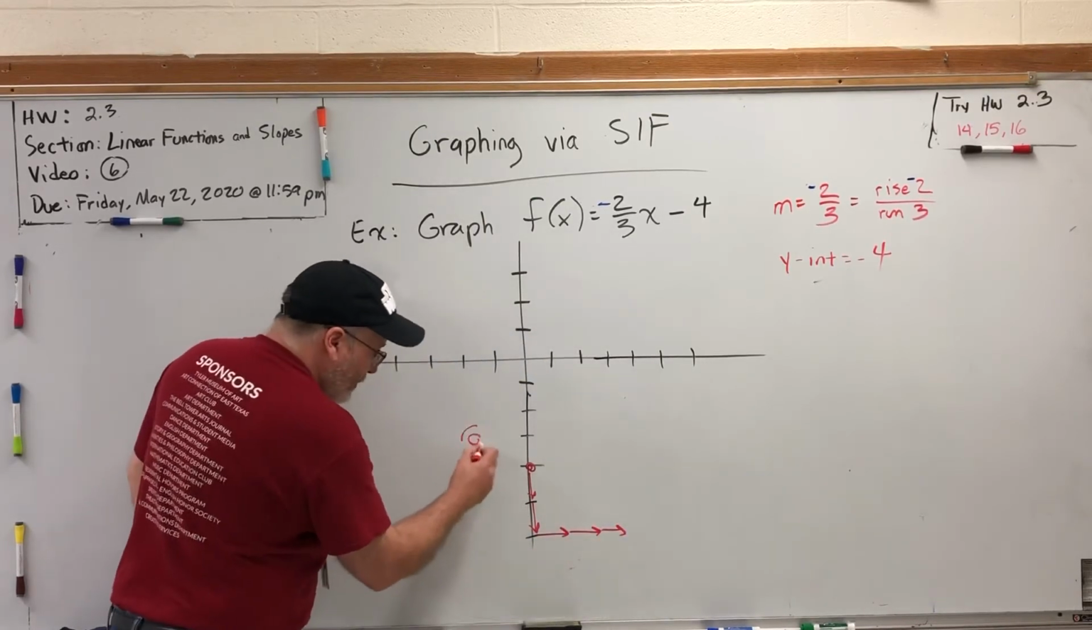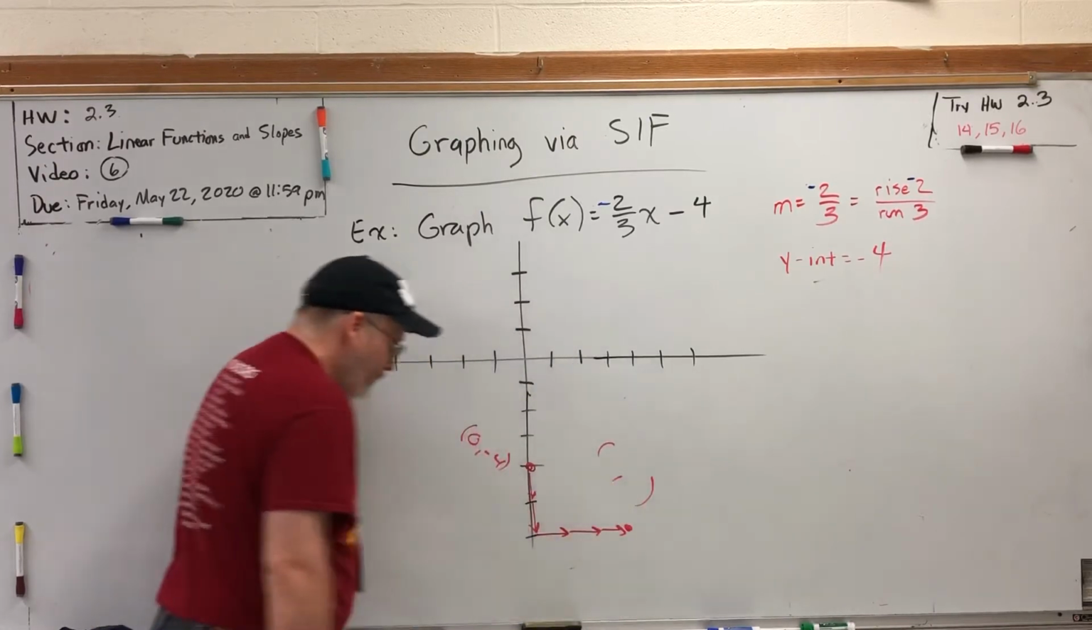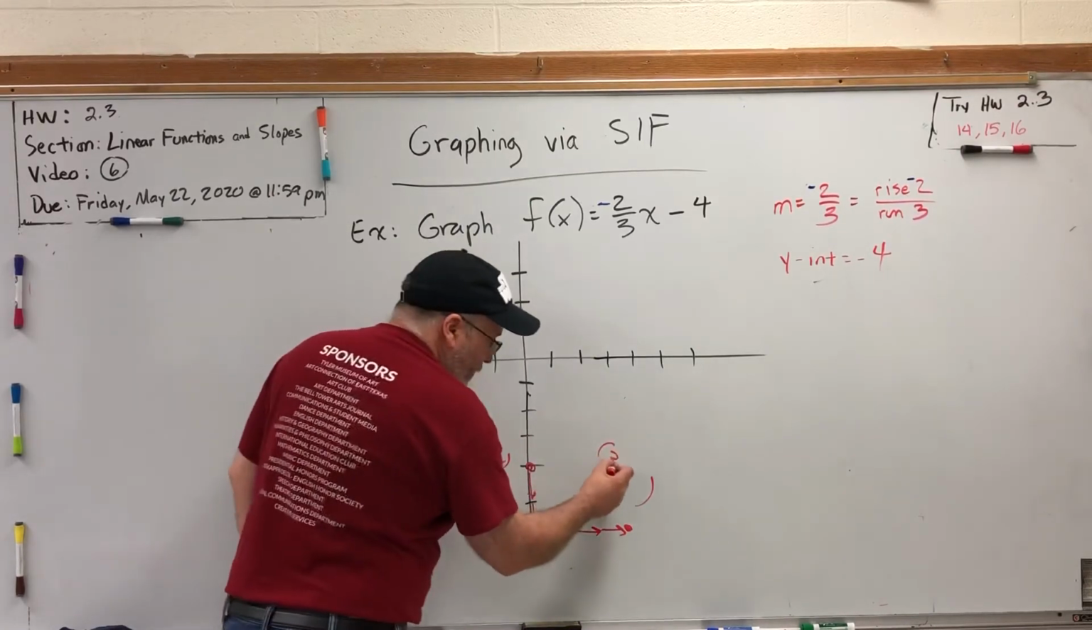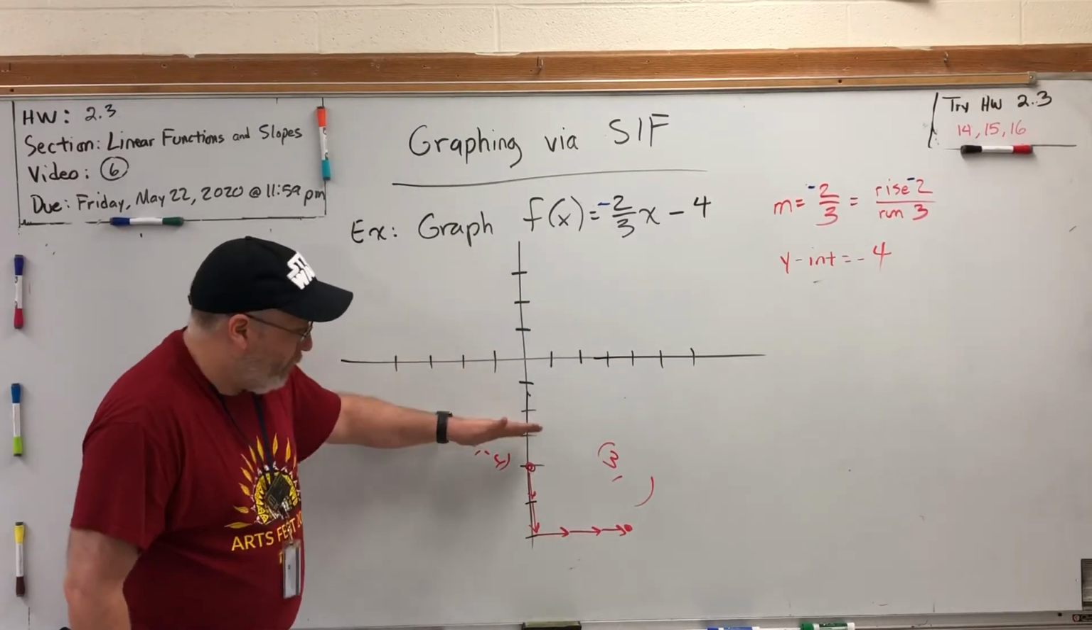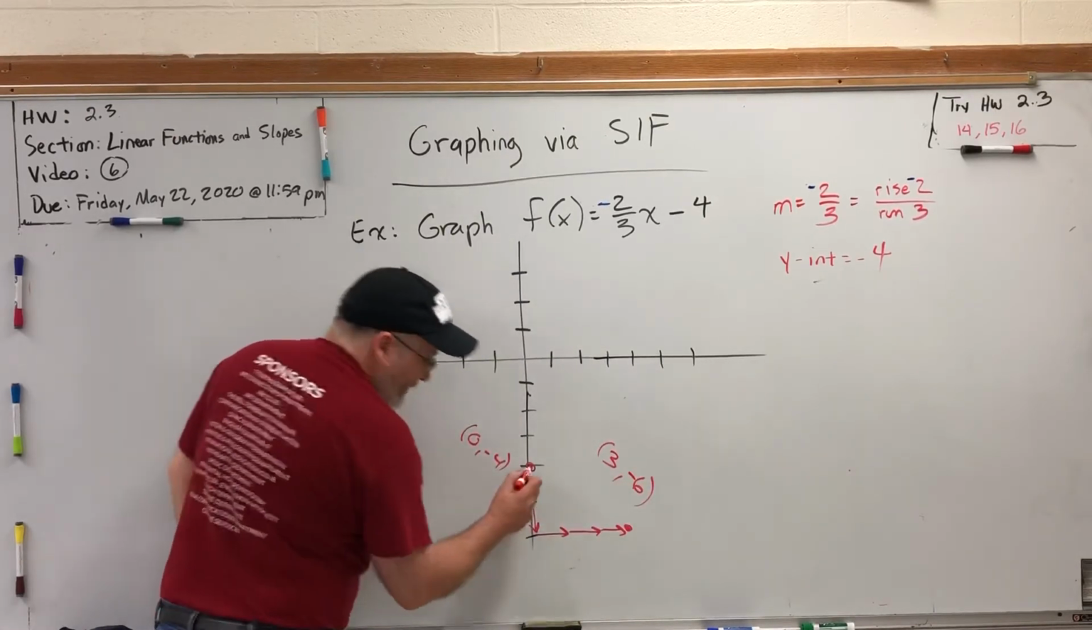we were originally at the point 0, negative 4, but do you know where we are now? Well, we were over 0 and we went 3 more to the right, so we're over 3. We were down 4 and we went down 2 more, so now we're down 6. And I'm not going to rise and run again.